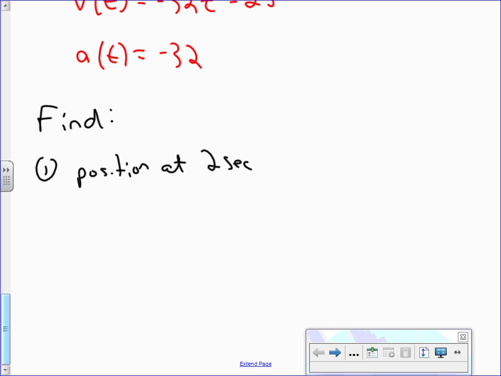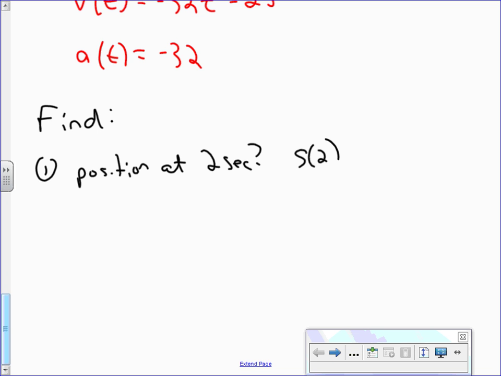The position at 2 seconds. Okay? And all we're going to do is write down the notation that tells us what to do. We're not actually going to do it. Okay? So, what would I do? What would you do if I said find the position at 2 seconds? What would you do?